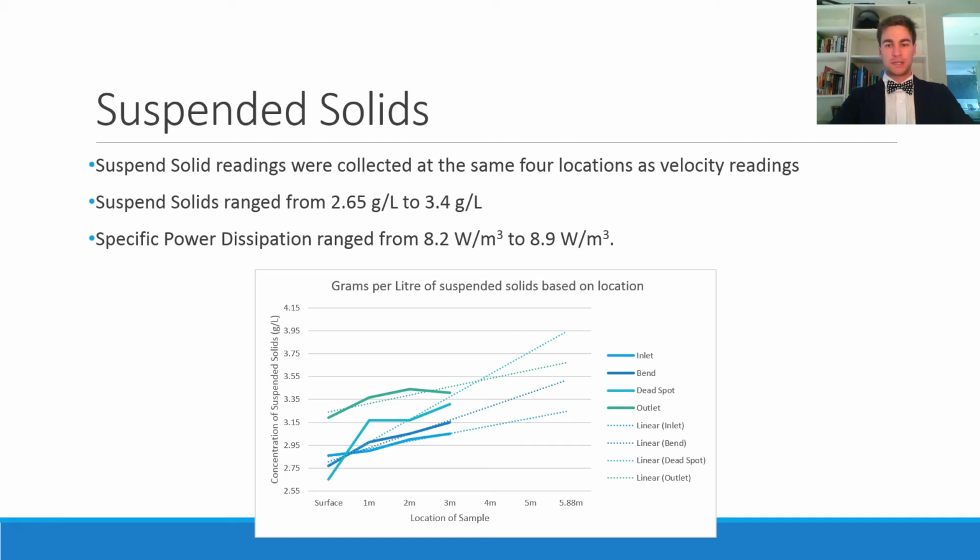The recommended criterion for determining if good mixing is being achieved is a difference of 10% between the top and the bottom of the zone. Therefore, 2 locations are marginally outside this criterion, while the bend and the dead spot differences would indicate that good mixing is not being achieved. From the suspended solid readings, the specific power ranges from 8.2 watts per cubic meter to 8.9 watts per cubic meter, and this is towards the lower side of the recommendation.